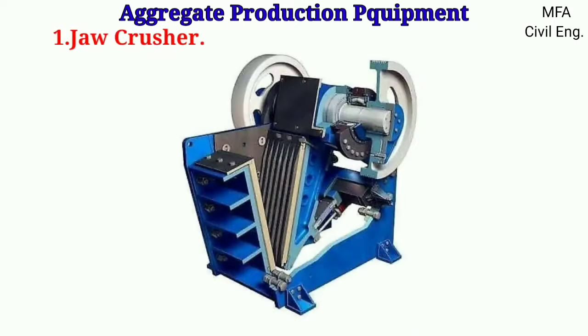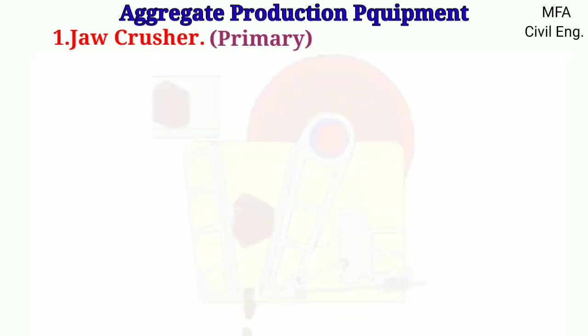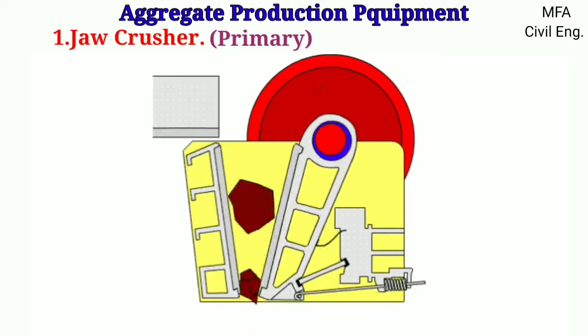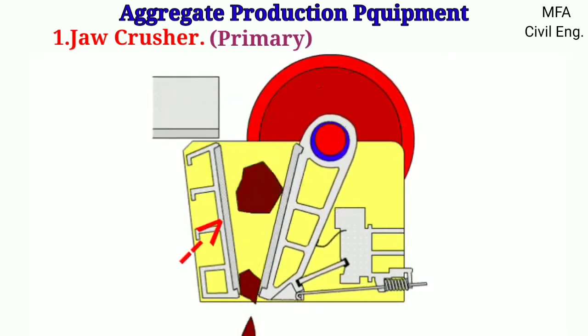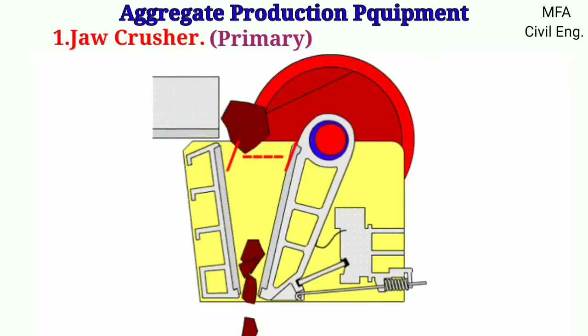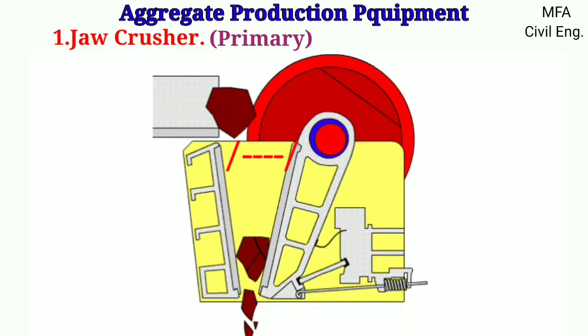Jaw crusher is one of the primary crushers. It operates by allowing a stone to flow into the space between the two jaws, one of which is stationary and the other is movable, which together constitute the crushing surface. The distance between the two jaws decreases as the stone travels downward under the effect of gravity and ultimately passes through the lower opening.